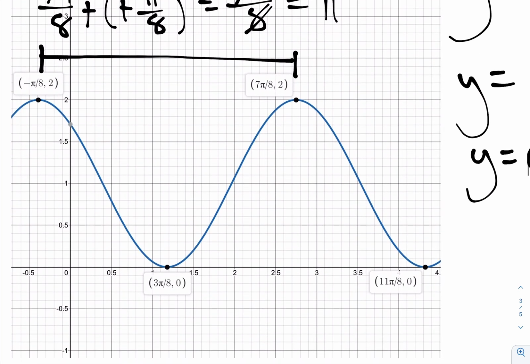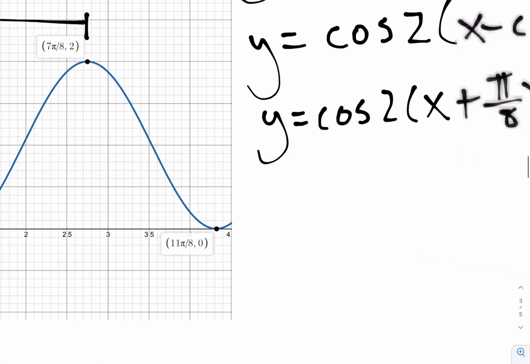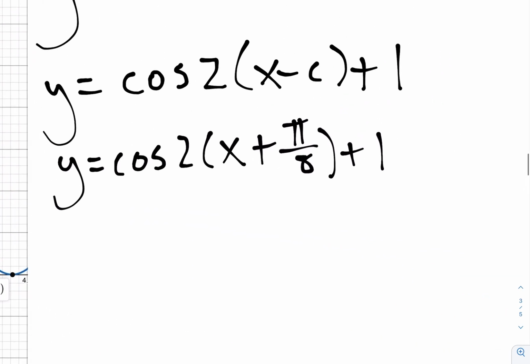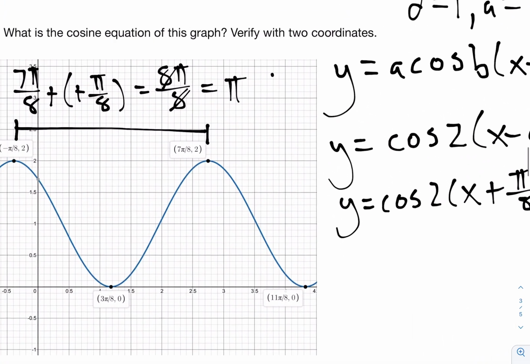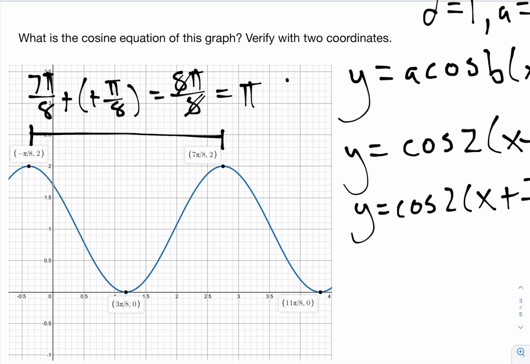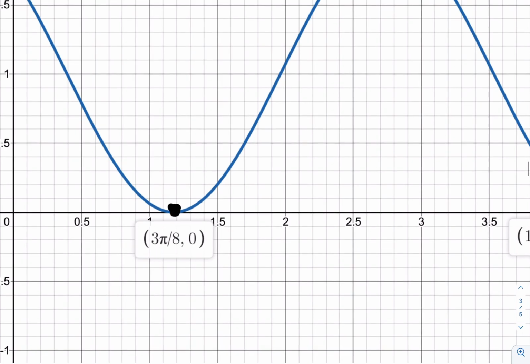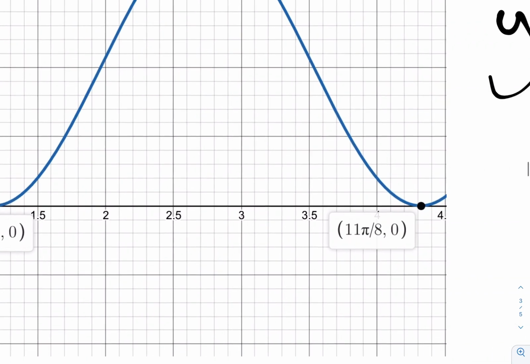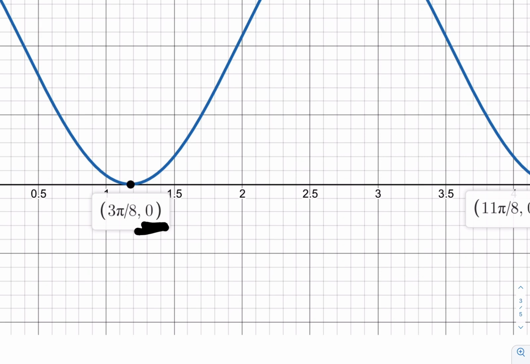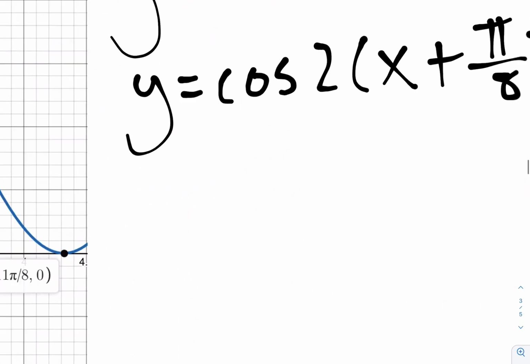Right, because if we're going to the left now, if our maximum's at negative pi over 8, that means that if it's x minus c, this is like x minus negative pi over 8. This becomes a positive. So if it's shifting to the left, it's always plus inside. So this is your equation here. And if we wanted to verify, like the question's asking, all we would do is take some random point, like say 3 pi over 8, plug that in for x and see if we got 0, which was the matching coordinate there.